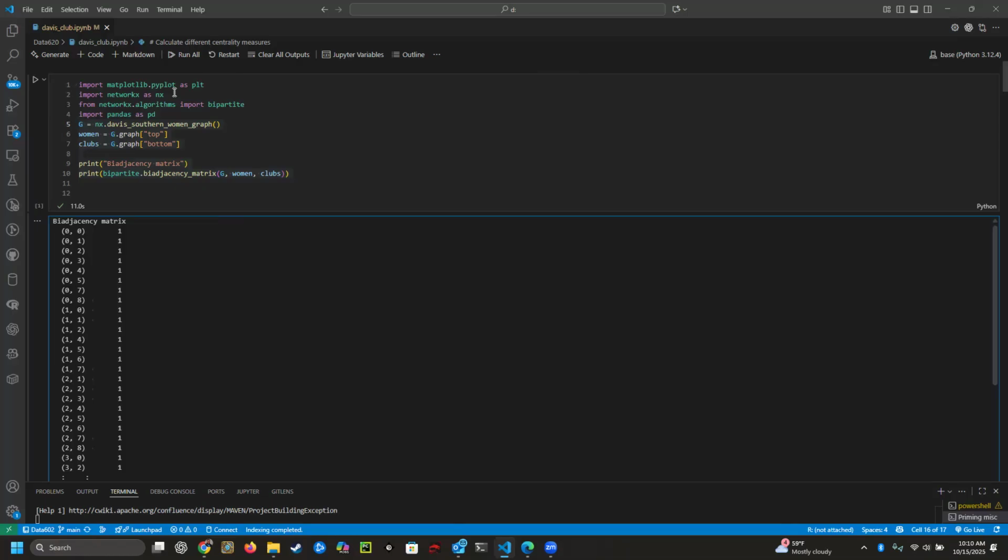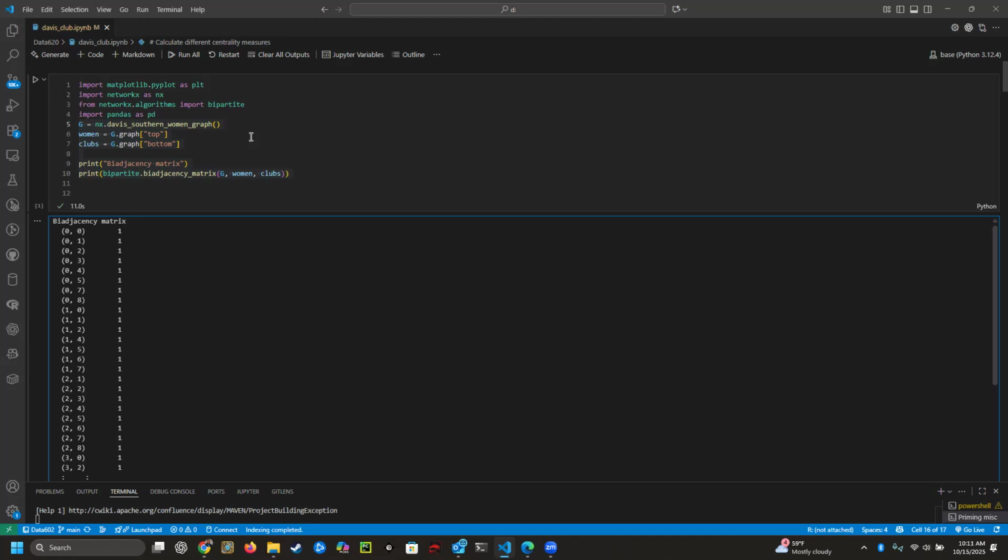Okay, so today we're going to go through the assignment concerning the Davis Southern Club. So this is a classic bipartite network with two different types of nodes.